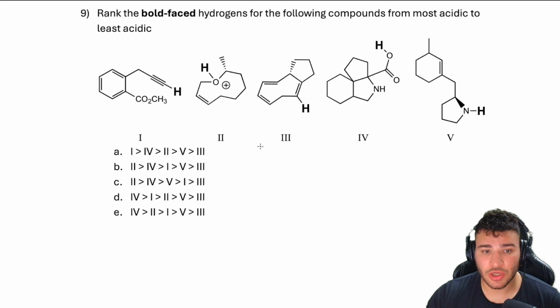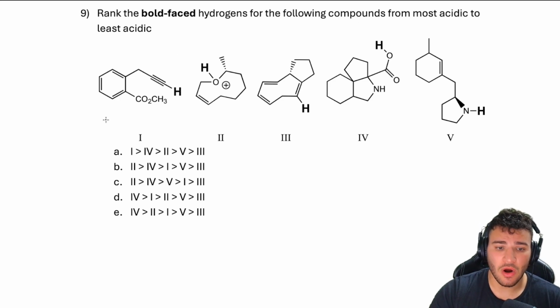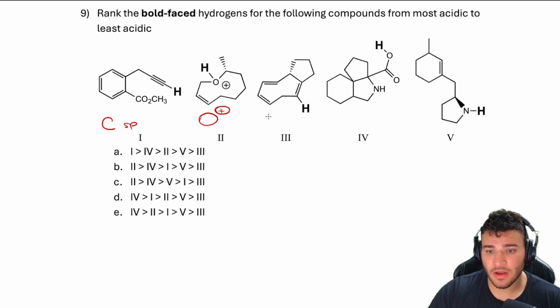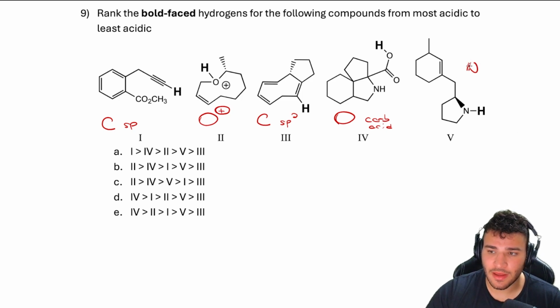In question 9, similar question. Let's rank them from most acidic to least acidic. In structure 1, we have a hydrogen attached to a carbon that is sp hybridized. In structure 2, we have hydrogen attached to an oxygen that is positively charged. In structure 3, we have a hydrogen attached to a carbon that is sp2 hybridized. In structure 4, we have a hydrogen connected to oxygen that is a carboxylic acid. And in structure 5, we have hydrogen connected to nitrogen that is nothing special.